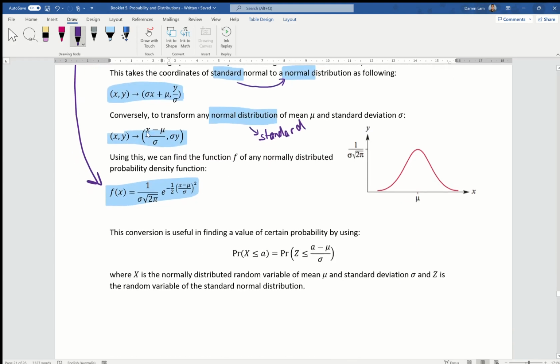Last formula to look at before we move on. The conversion is useful in finding a value of a certain probability by using the probability of x being less than a, which you guys are already familiar with. We can say, if we use our normal distribution, where z is just a random variable on the standard normal distribution, so kind of like instead of x or capital X, we're using z, where z is less than or equal to a minus the average over the standard deviation. And again, it looks very similar because it's the same transformation that we've gotten from our transformation here. Any questions so far?